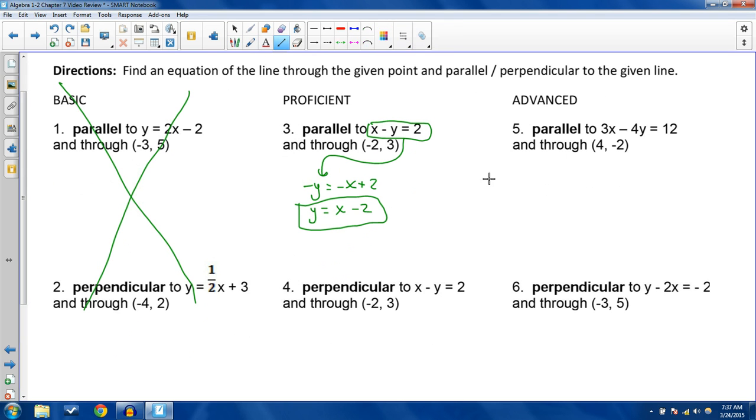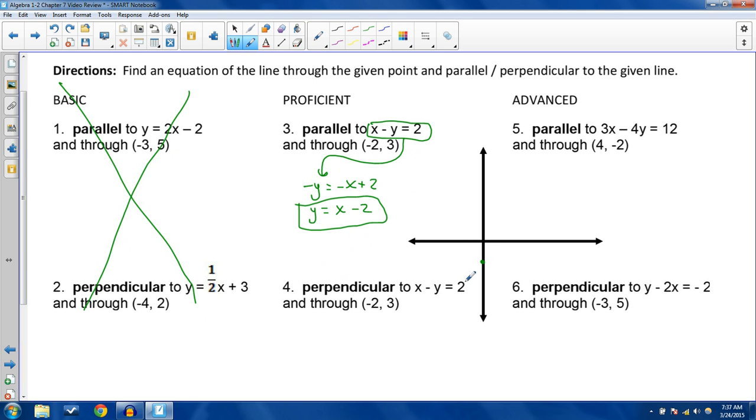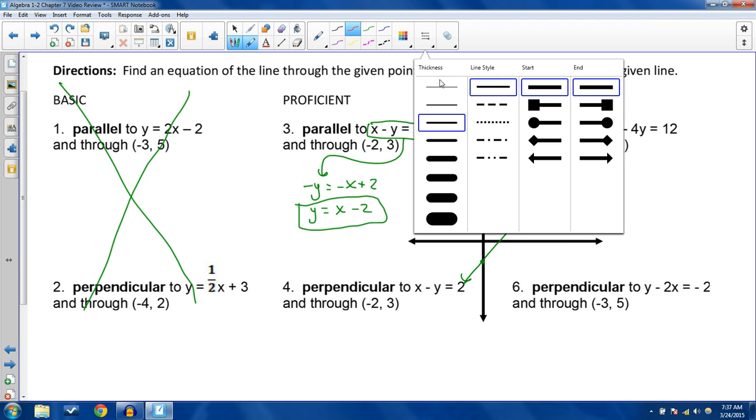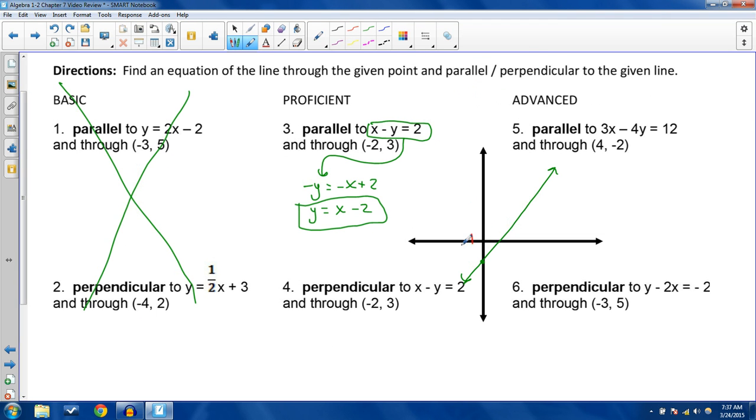Not that I'm going to graph it very sharply, but here's y equals x minus 2. You start at negative 2 and you go up 1 over 1. The graph looks something like that. We're going to find another line that's parallel to it and it hits the point negative 2, 3. So it looks like this, and it goes parallel like that. You can see it's a different line completely. It has a different y-intercept. Maybe you can predetermine what you think that point is, but let's be exact.